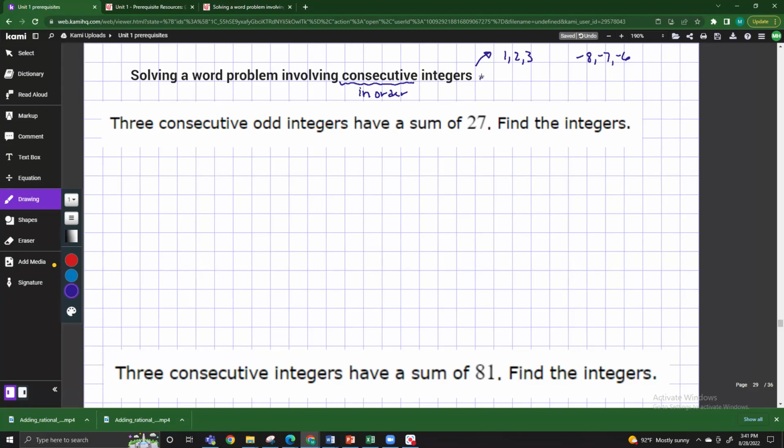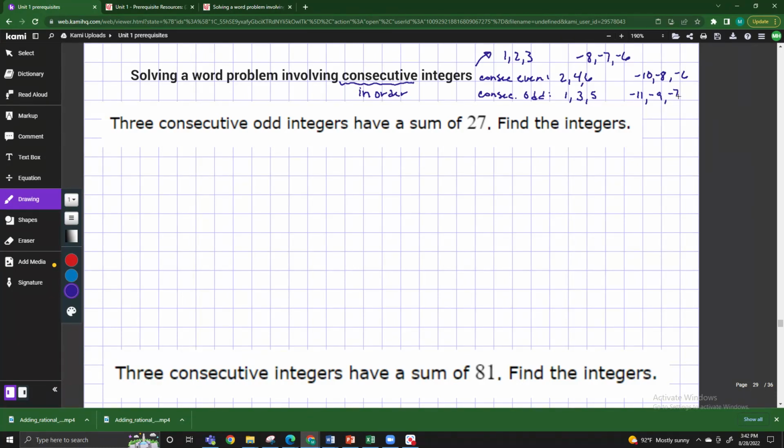Consecutive even will be numbers such as 2, 4, 6. Yet again, it could be negative, so it could be like -10, -8, -6, anything like that. Consecutive odd are going to be odd numbers, so it could be like 1, 3, 5. It could be -11, -9, -7, anything like that, that they are going in order and you're not skipping around or skipping any numbers, and we are going from smallest to largest with those.